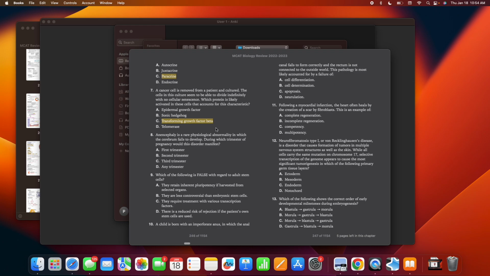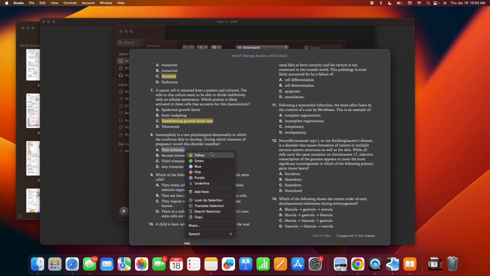Anencephaly is a rare physiological abnormality in which the cerebrum fails to develop. So anencephaly, your cerebrum fails to develop. During which trimester of pregnancy would this disorder manifest? So we have the formation of cerebrum, which is your brain. The neural formation is in the first trimester, I would believe.